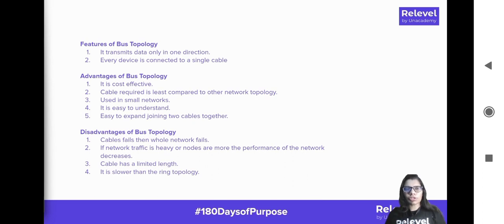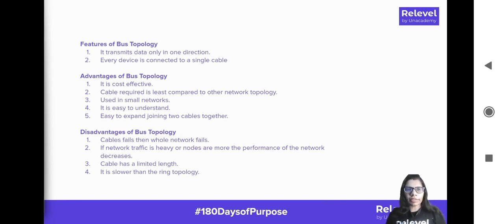Then it is used in small networks. It is easy to understand and easy to explain just by joining two cables together, right? So here if n devices are connected to each other in a bus topology, then the number of cables required to connect them is only one, which is known as your backbone cable, and n drop lines are required. So the cost of cable is less than any other topology, but it is used to build only small networks just because of this reason.